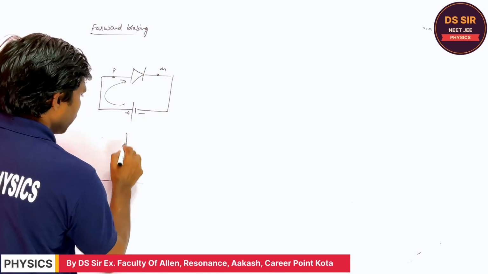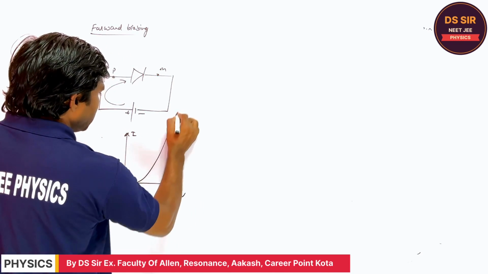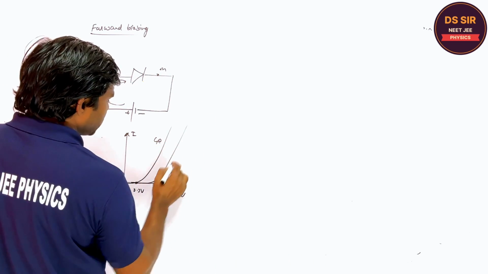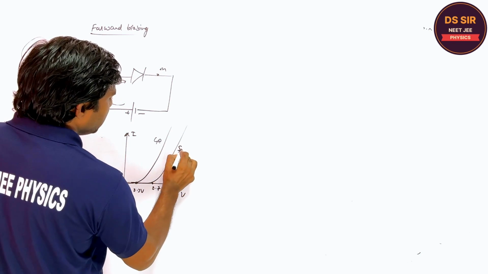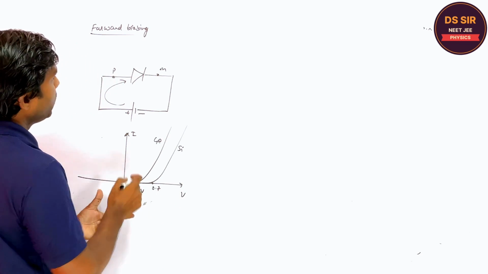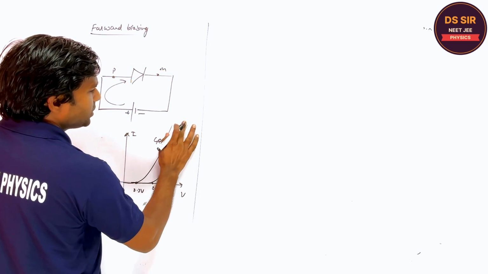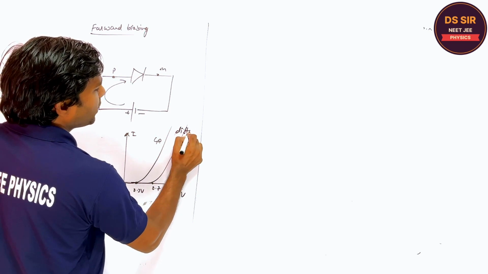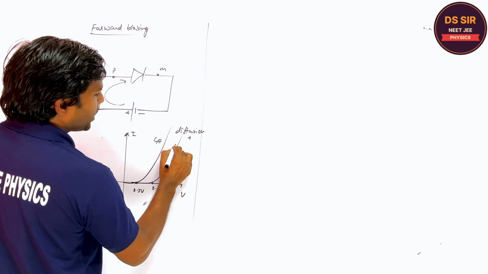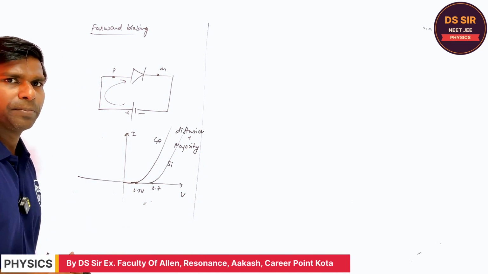In this case, if you draw the current versus potential difference, for germanium 0.3 volt is the cutoff potential. For silicon, this is 0.7. In some books it is written as 0.6 also, but it is fine. So in the forward biasing, this is the majority, this is the diffusion current. What type of current is this? Diffusion, plus due to the majority charge carrier. Do you understand this or not?